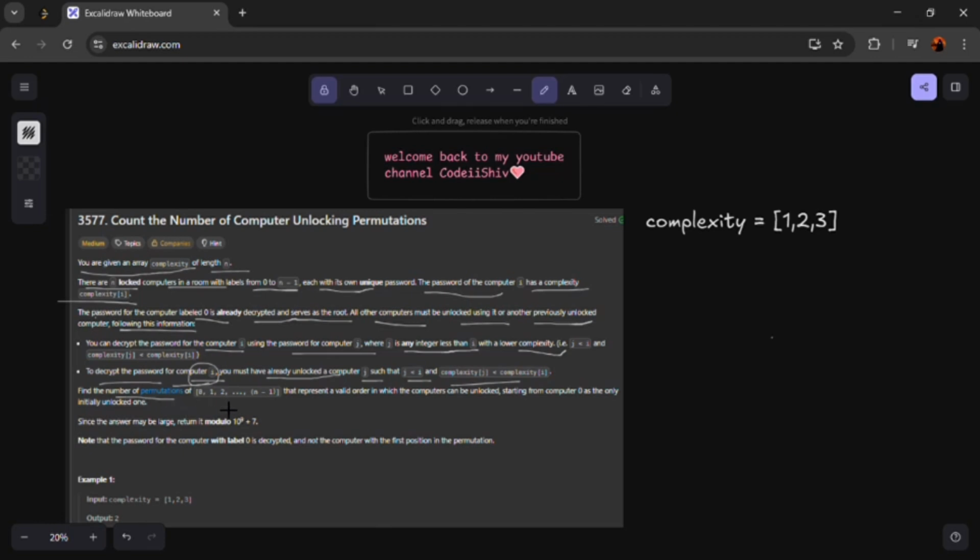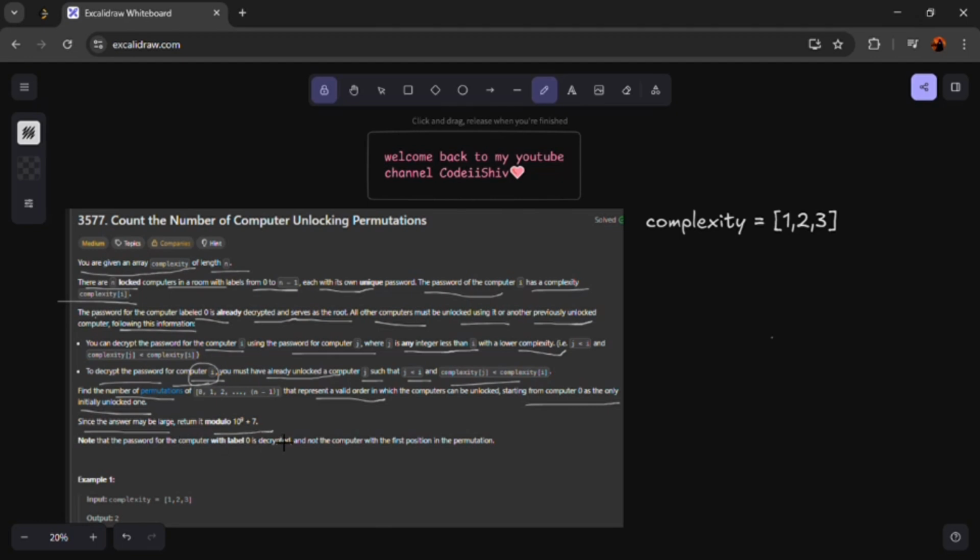So what we have to find is the number of permutations of 0, 1, 2 up to n minus 1 that represent a valid order in which computers can be unlocked, starting from computer 0 as the only initially unlocked one. Initially we have only one unlocked computer, at index 0. Since the answer may be very large, return it modulo 10 to the power 9 plus 7.